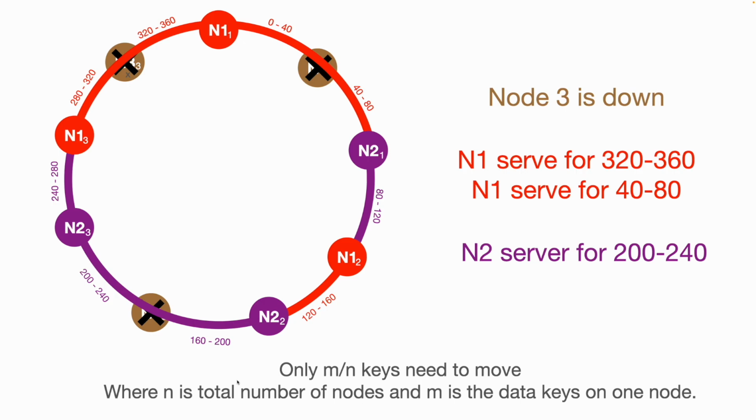In consistent hashing, in the worst case, we have to move m by n keys, where n is the total number of nodes and m is the number of data keys on one node.